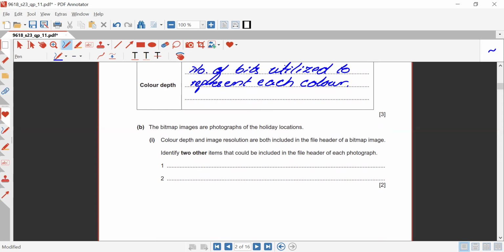Okay, now what could be the other things that could be added? It could be the location of that particular data. It might be the dimensions or the size of that particular data. It could be the compression or the type of the compression if it has been utilized. And it could be the file type as well. Okay, so what we could write down: file type, number one. The other thing that we could write down: compression type. What compression type is utilized.